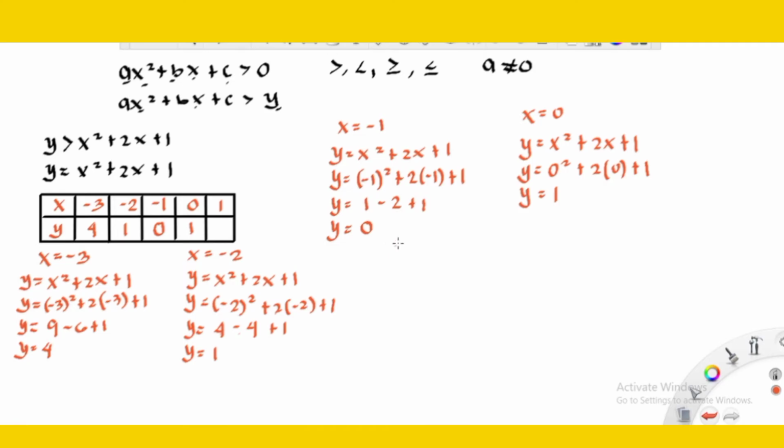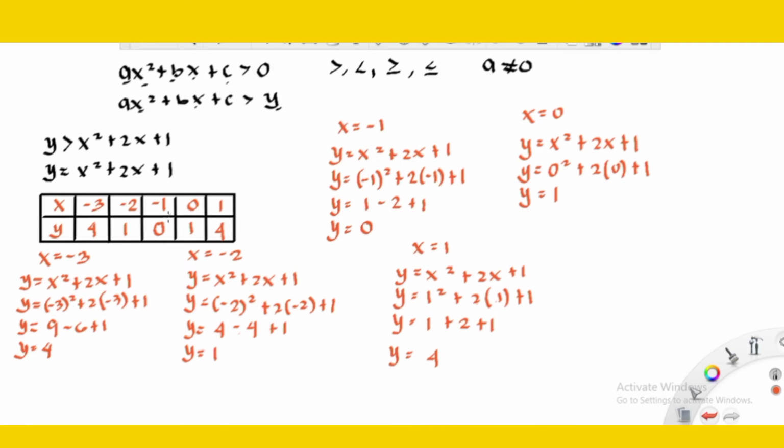The last value of x, so we have x equals 1. Again, copy the equation. We have y equals x squared plus 2x plus 1. Substitute 1 to x. So, this will become y equals 1 squared plus 2 times 1 plus 1. So, we have now y equals 1 squared is 1 plus 2 times 1, that is 2. Copy plus 1. So, add natin. So, we have here now 1 plus 2, which is 3. 3 plus 1, the answer is 4. So, y is 4 when x is 1.